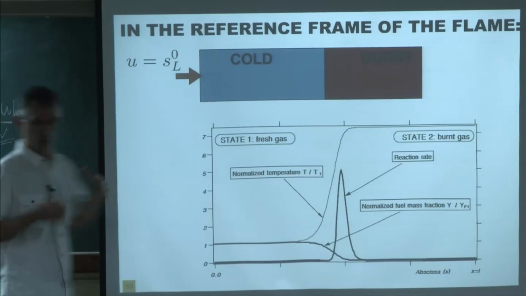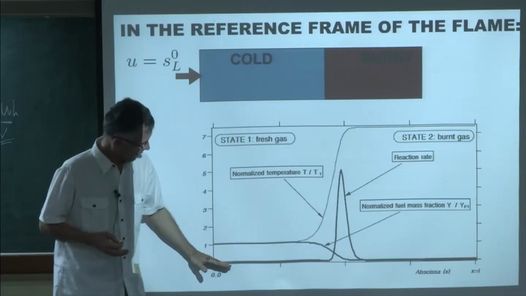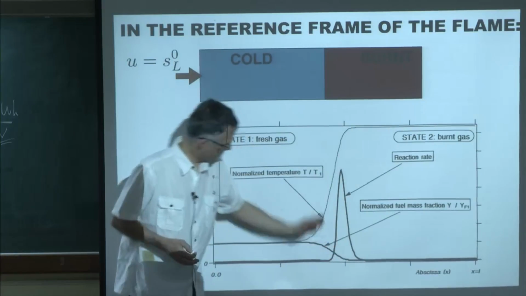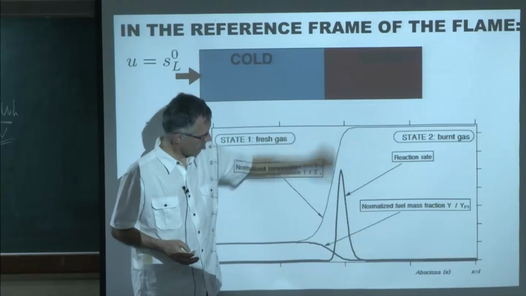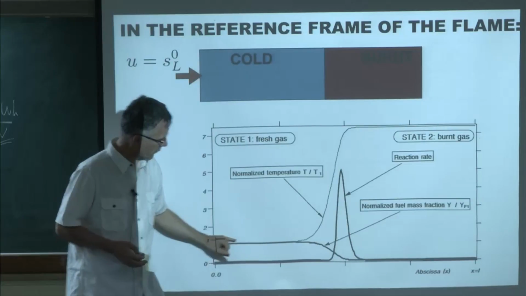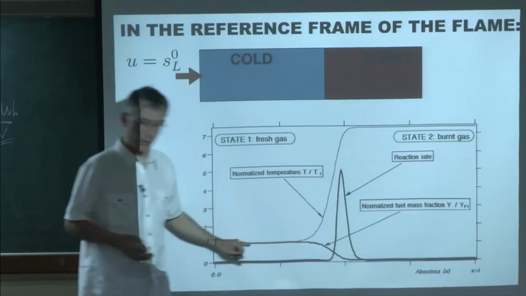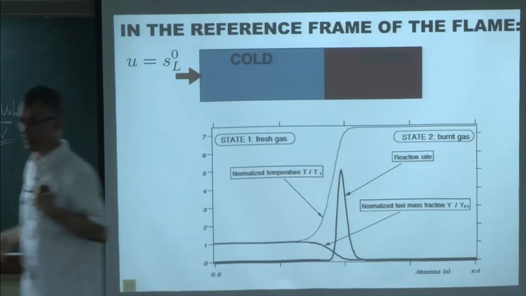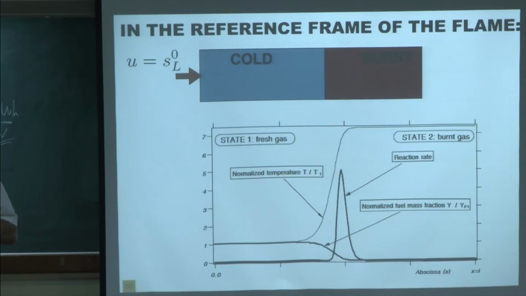So what do we expect? We expect to see a structure like this one. Here, the fresh gases are cold. They are entering the domain. Then they burn. Here is the reaction rate. And here is the fuel mass fraction. So there will be a lot of fuel in front of the flame. It burns through the flame, and there is zero fuel left on the right-hand side because we're going to look at lean flames, so flames where there is no fuel left in the burned gases.